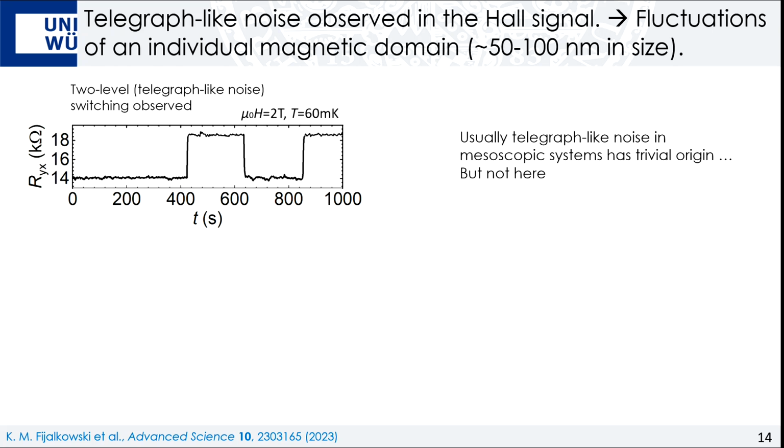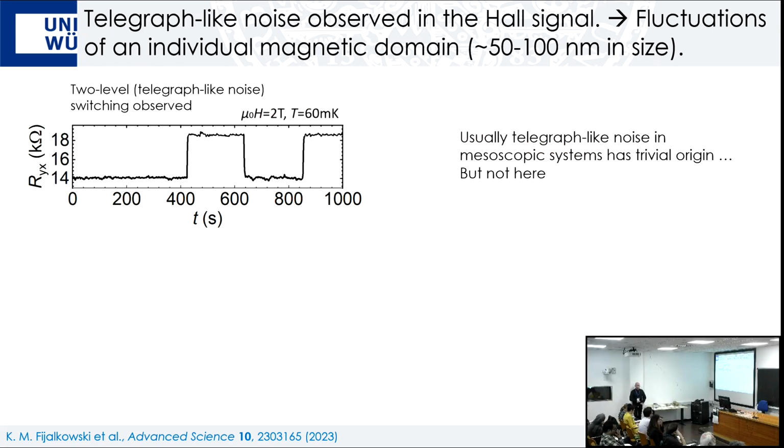Now, in general, in mesoscopic systems, telegraph noise is nothing unusual, and it has a trivial origin, usually. You can think of a situation where you have a state which can trap and release an electron back and forth, and this will change the electrostatic environment of the sample, and it can produce 2-level switching in measured resistance. I will try to convince you this is not the case here, based on how the frequency of this switching responds to magnetic field and temperature.